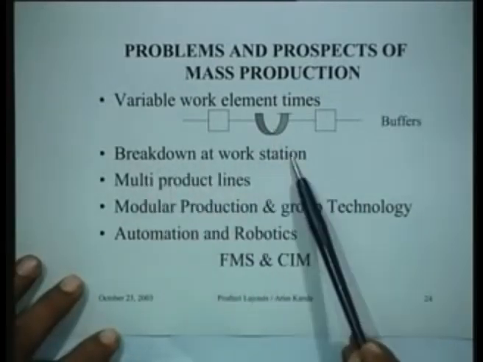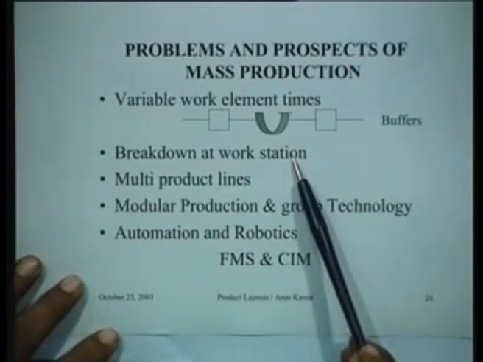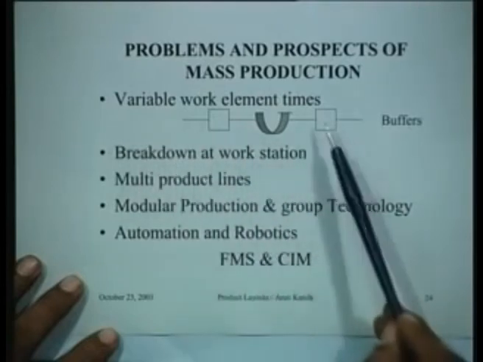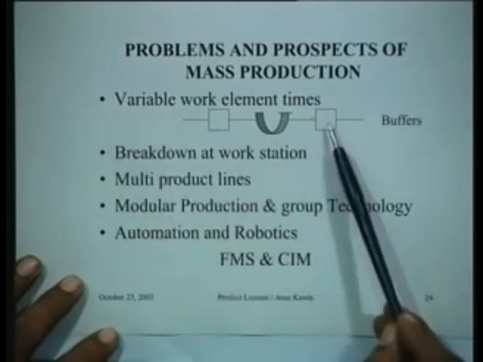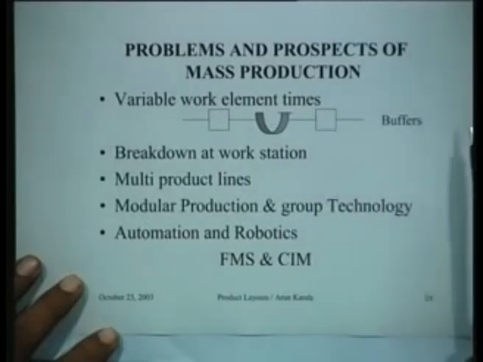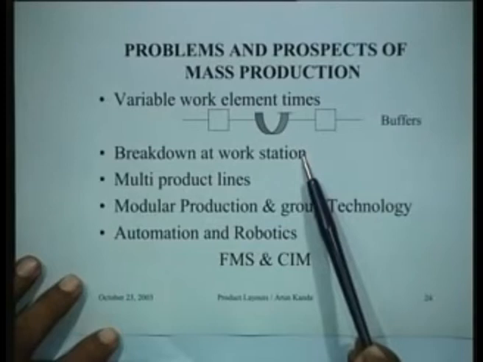Then there could be a breakdown at a workstation. So if there is a breakdown at a workstation, what will happen? Since the line is all connected, where there is a breakdown, there will be flooding of parts, and beyond that there will be starving of parts. All the other machines will be starving. So that is why you have to get back into operation as early as possible, and we said the maintenance staff has to be very quick.